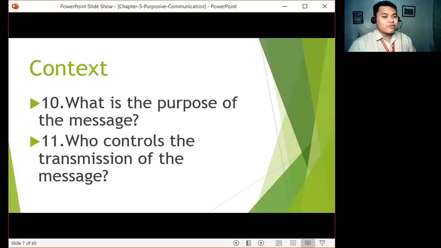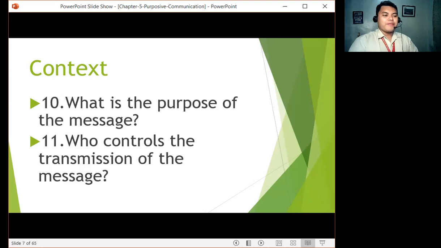And you need also to consider who controls the transmission of the message. Because the transmission of the message should be identified, especially if it's word of mouth. You need to be careful in trusting the message or the information. So that's the reason why the focal point of this topic, evaluating images and messages, is to ensure the validity, the reliability, and appropriateness of the information that you've read or you've heard.